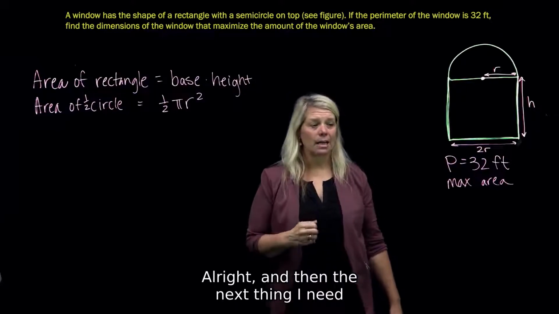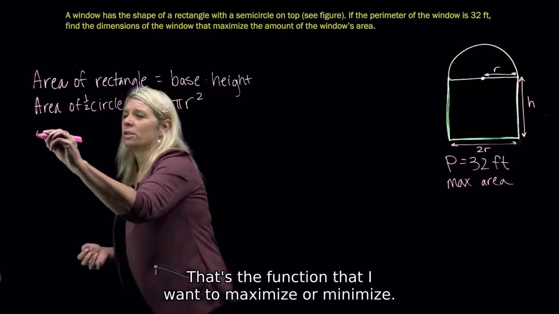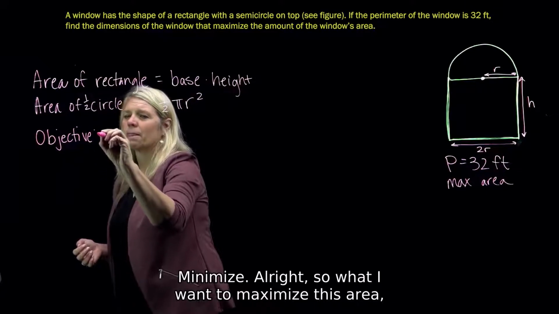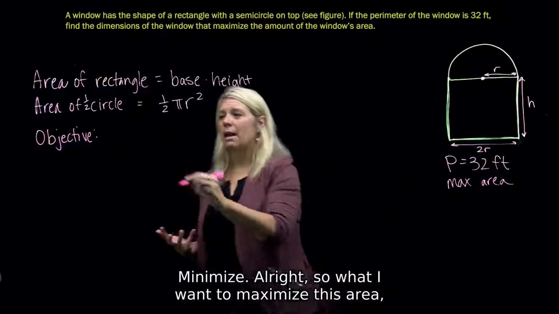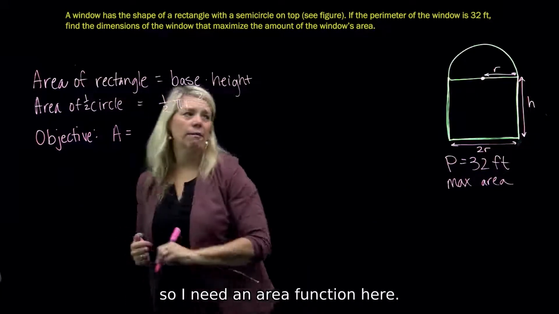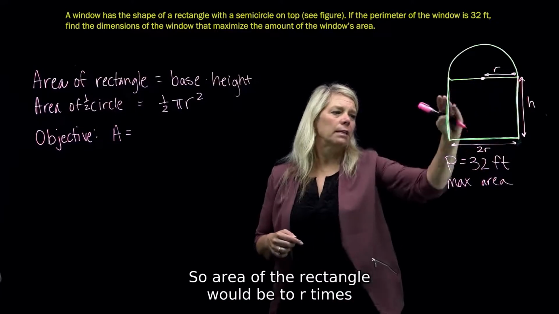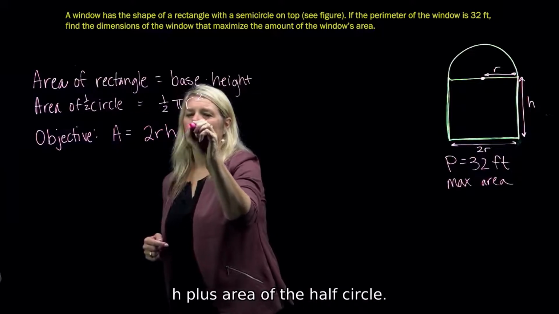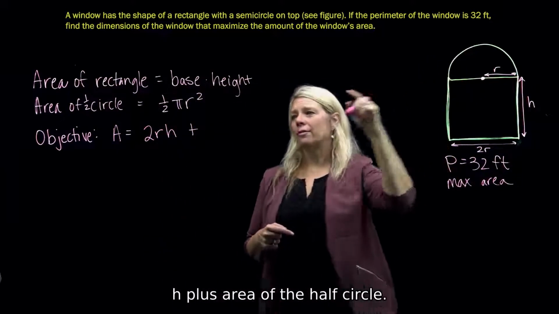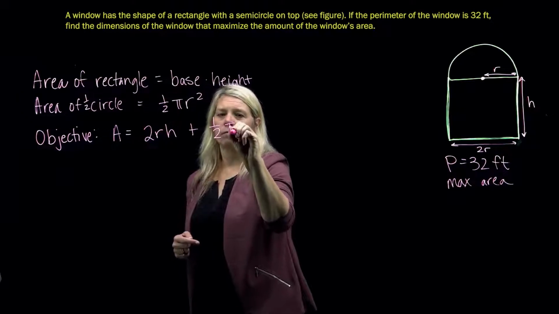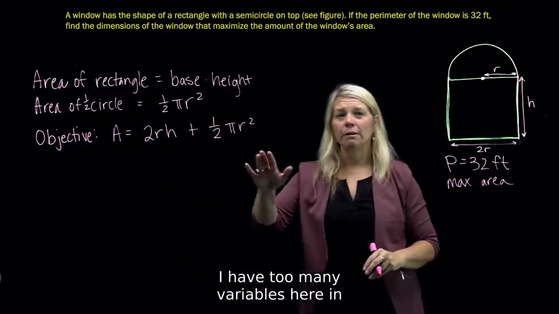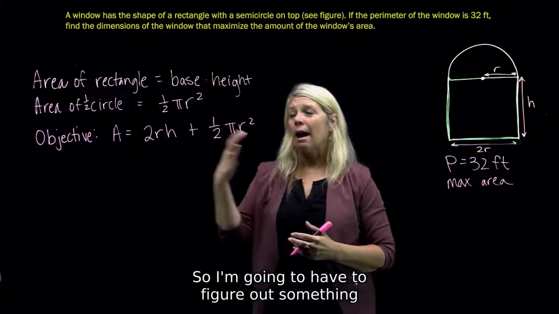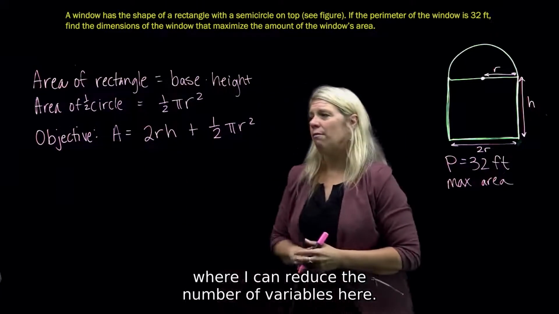All right, and then the next thing I need is the objective function. That's the function that I want to maximize or minimize. So what I want to maximize is area. So I need an area function here. So area of the rectangle would be 2r times h plus area of the half circle. I have too many variables here in order to do single variable calculus. So I'm going to have to figure out something where I can reduce the number of variables.